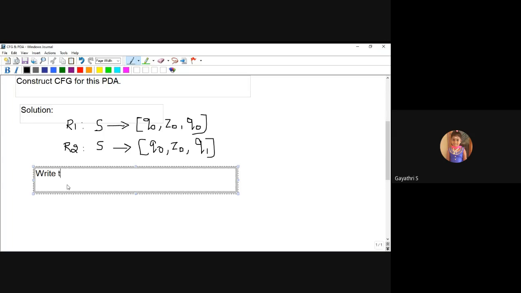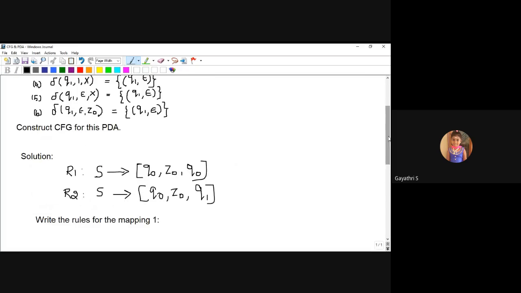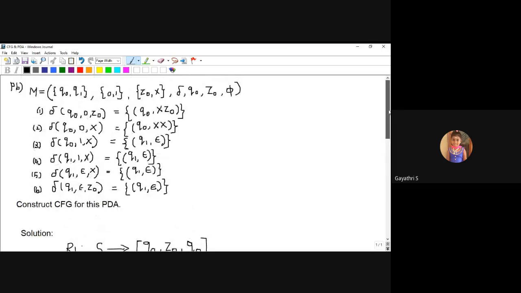Write the rules for the mapping one. Okay. Write the rules for the mapping one. First mapping, delta of q naught comma 0 comma z naught equal to q naught comma x z naught.